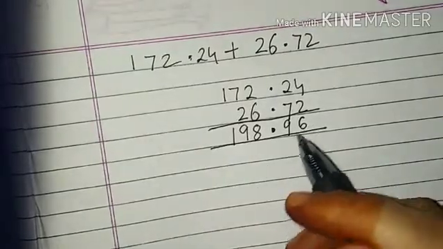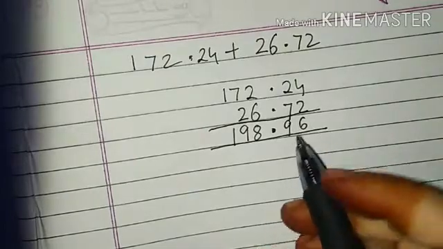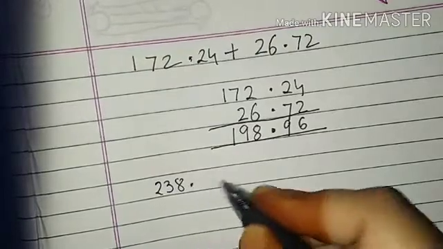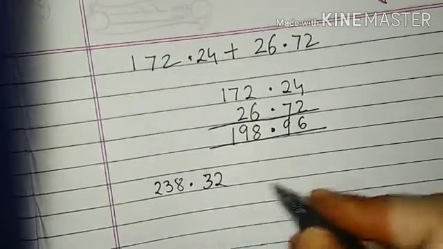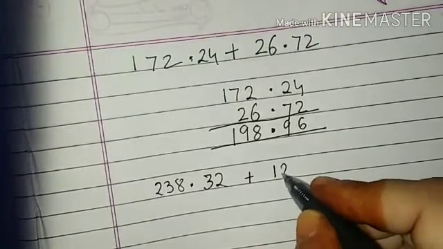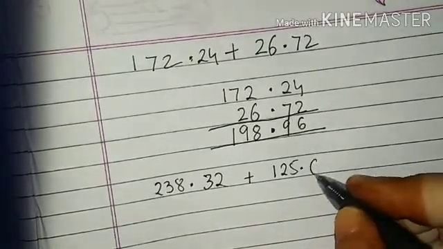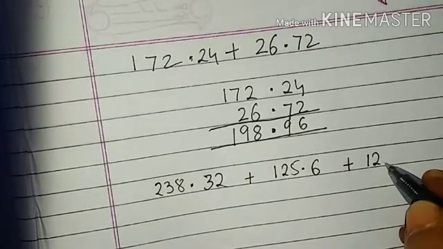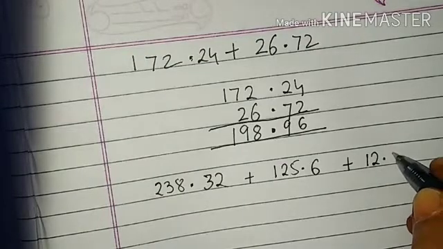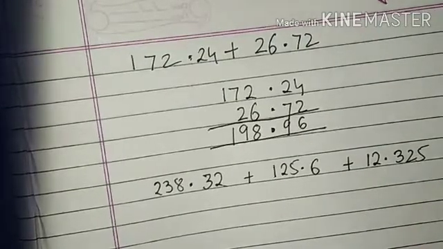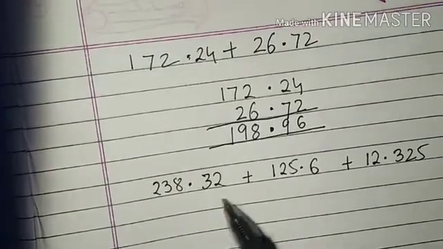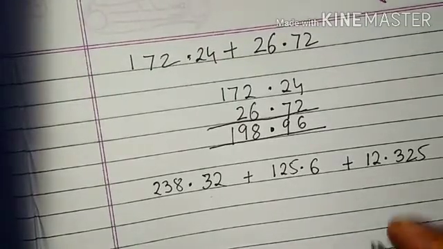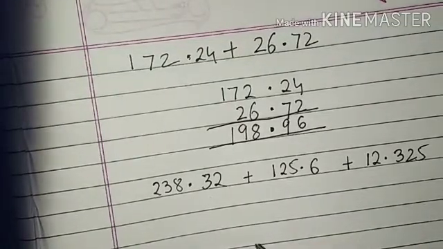Now for example, one more I am giving you for how to do addition. Suppose you have to add 238.32 plus 125.6 plus 12.325. Now these are all unlike decimals, you see. We have to make them like decimals first, then we can add them.